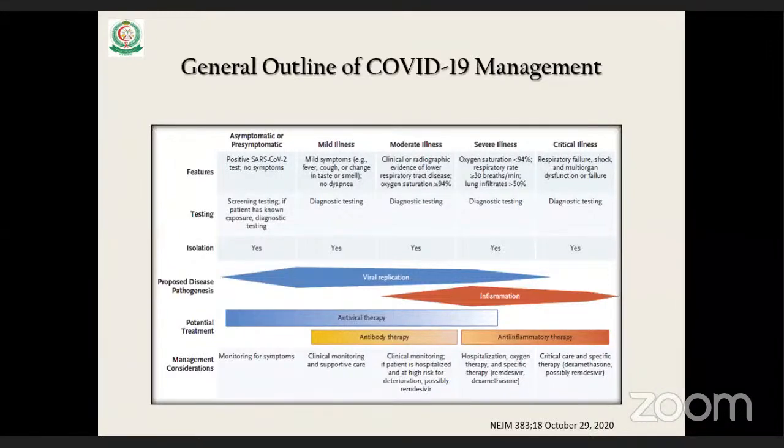This graph just represents the phases that we talked about: the asymptomatic, mild, moderate, and severe critical cases. All of them require isolation. The isolation differs. For example, asymptomatic, mild to moderate, home isolation. Some of the moderate cases and severe critical, of course, they need hospital isolation.